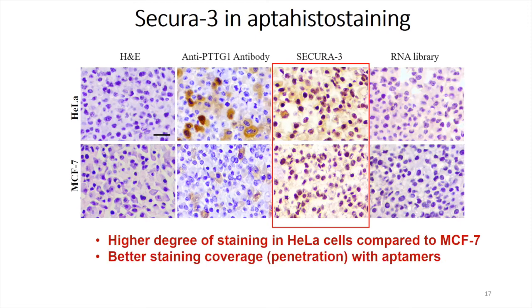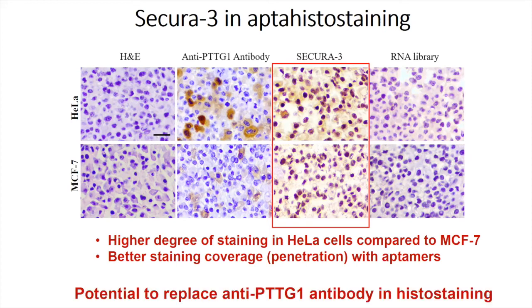And this high degree of staining is not surprising, because the aptamer, being smaller in size as compared to the antibody, has a much deeper degree of penetration, and that would eventually translate into better staining. So it is safe to assert that Secura-3 aptamer is able to replace anti-PTTG1 antibody in histostaining application.